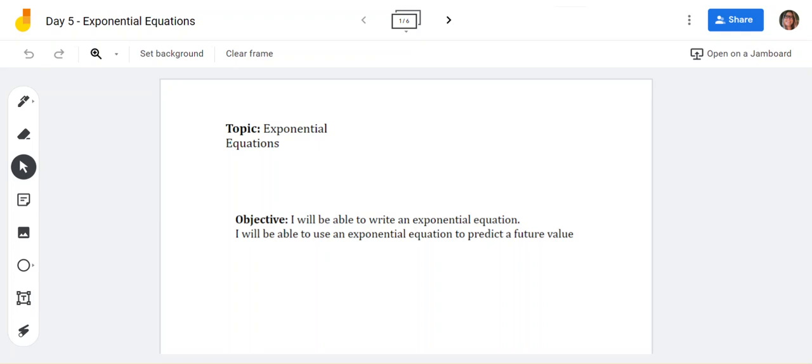Today we're going to be talking about exponential equations. Our objective is that we will be able to write an exponential equation and we will be able to use an exponential equation to predict a future value.